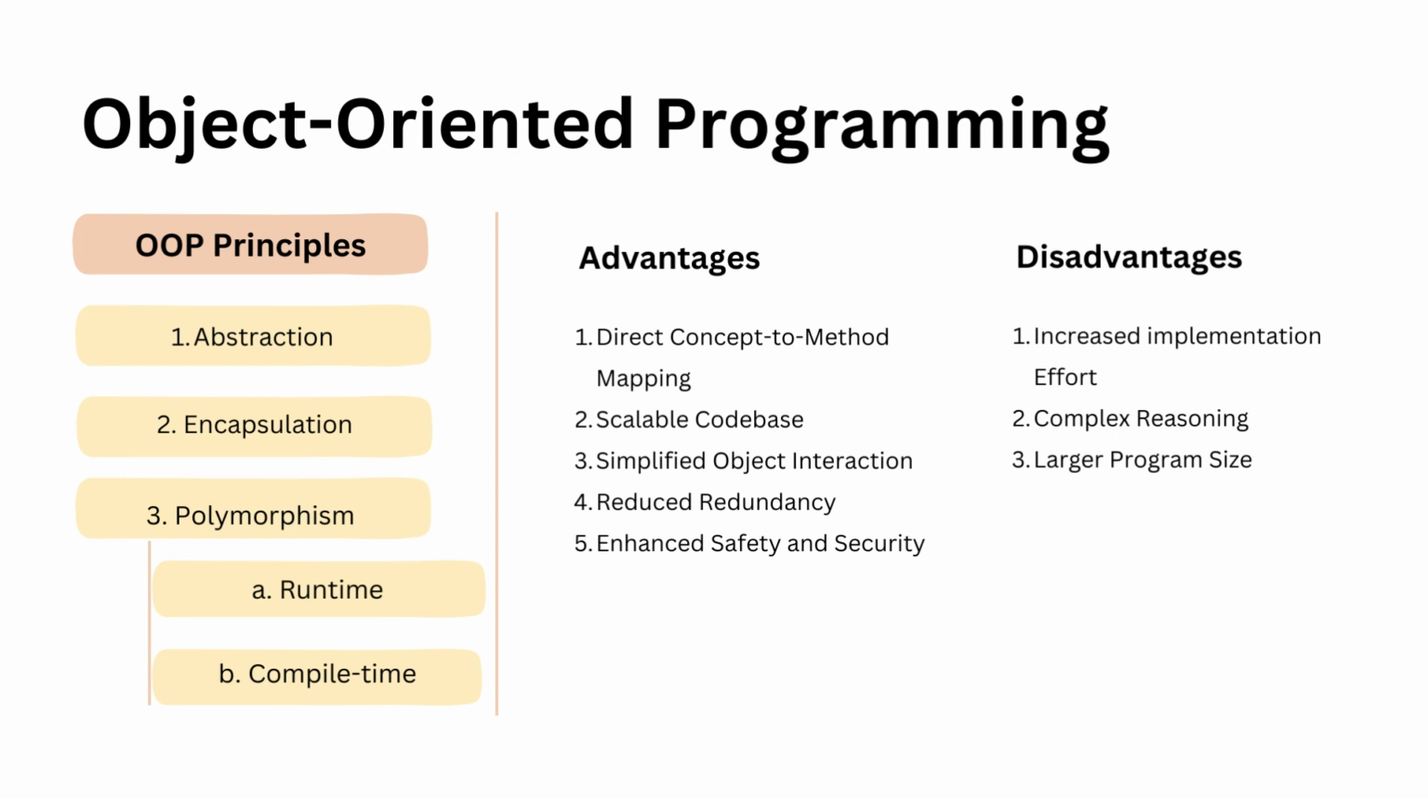At the heart of OOP are objects, and these are not just lines of code but representations of real-world objects. An object has two main parts: attributes that describe its state and behavior that captures the actions it can perform. It's like creating a digital twin of something from the world.